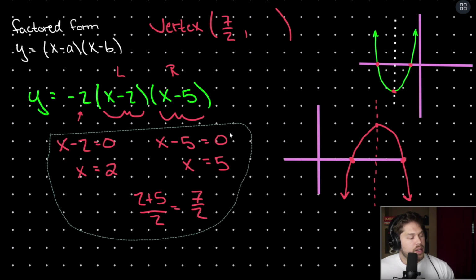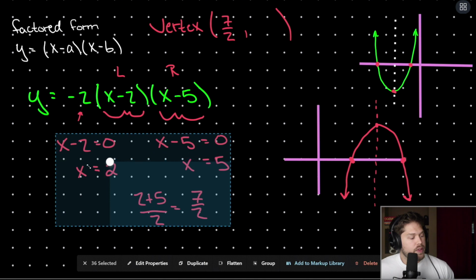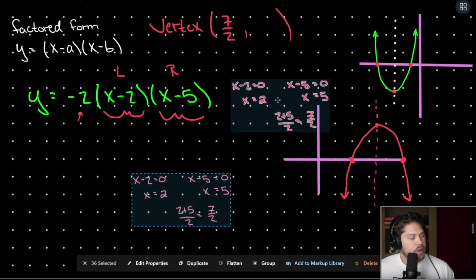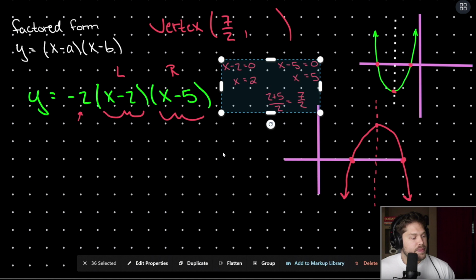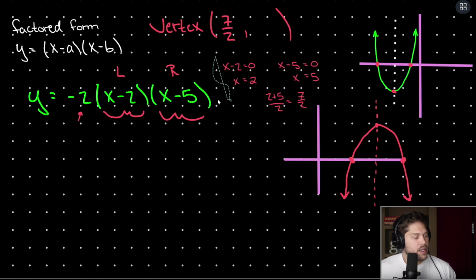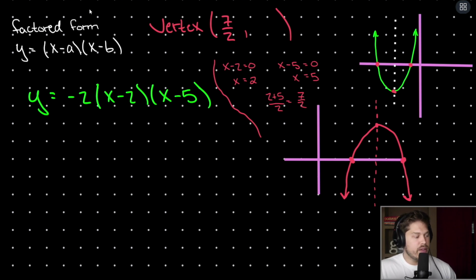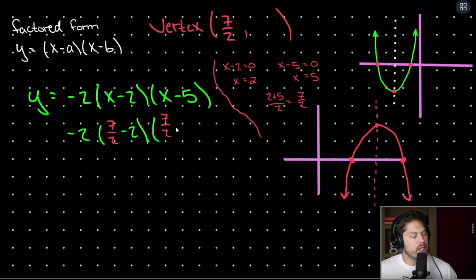Here I'll move this out of the way. I'll shrink it down and move it just in case you still want to look at it for a moment. Here, I'll put it here. Okay. Now we want to plug in 7 halves for x. And so we have negative 2 times 7 halves minus 2 times 7 halves minus 5.